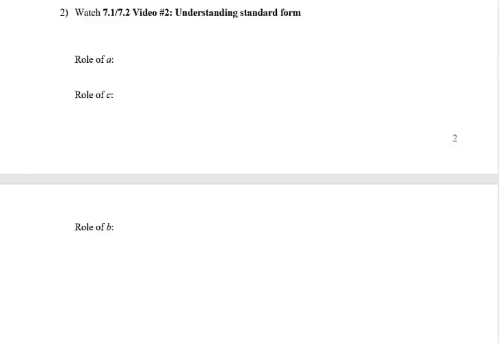This is video number 2 for sections 7.1 and 7.2, Understanding Standard Form. So now that we have really looked in depth at vertex form, we need to take a look at how the standard form of quadratic functions works. Standard form, remember, is y equals ax squared plus bx plus c.